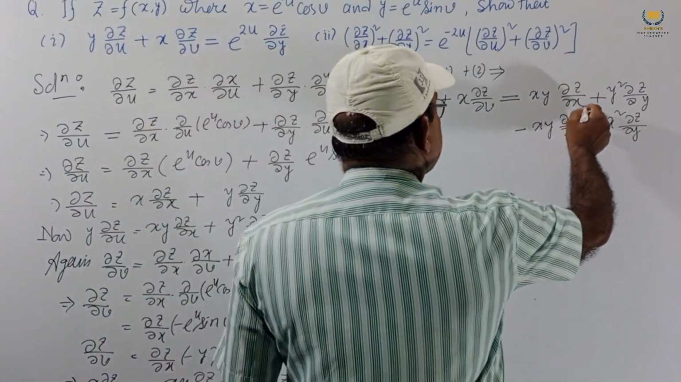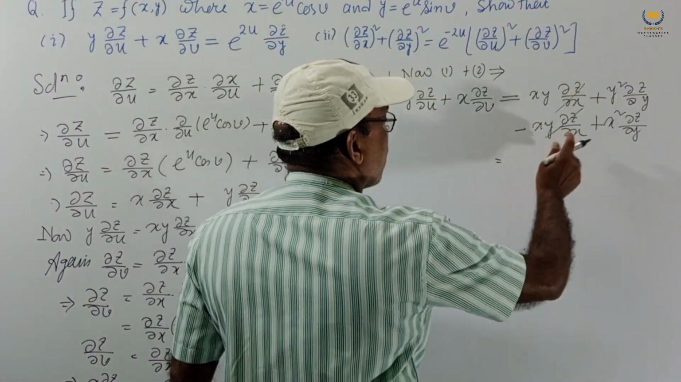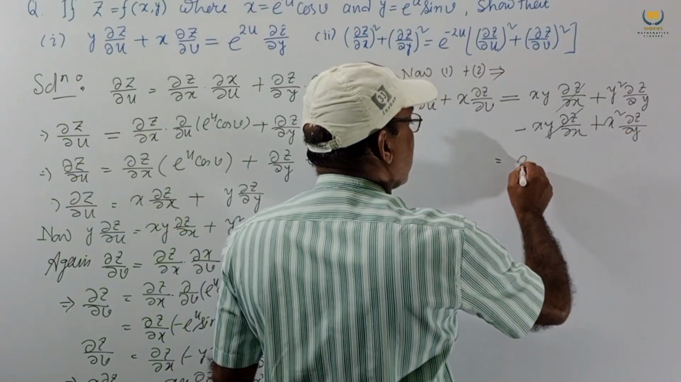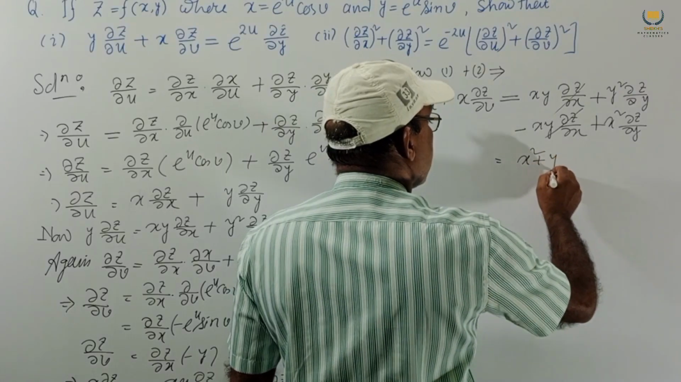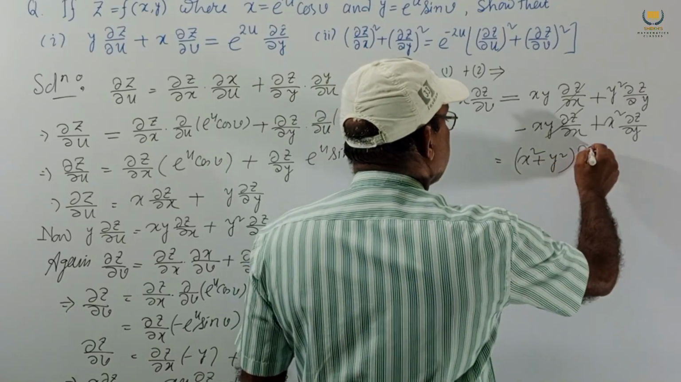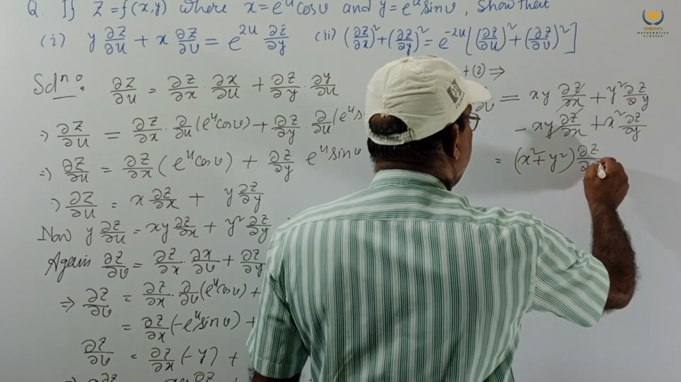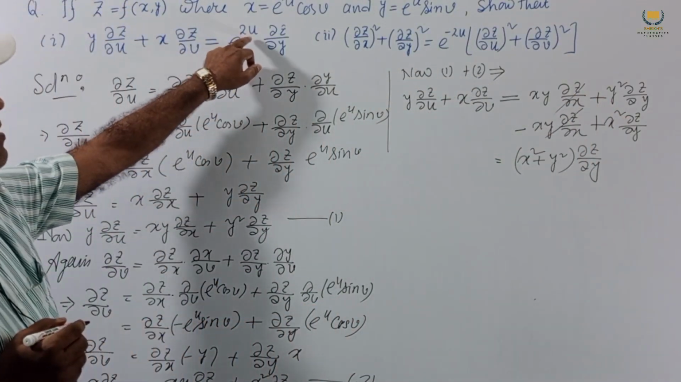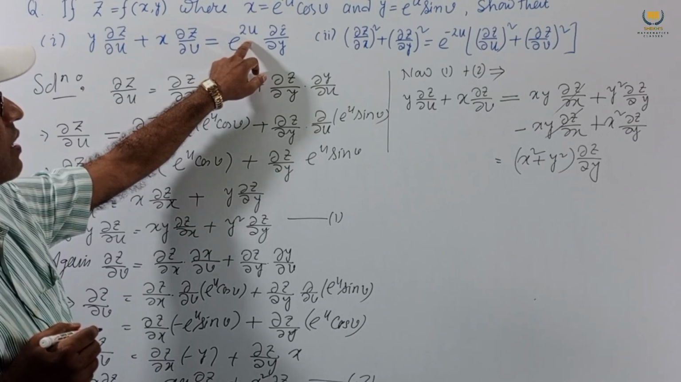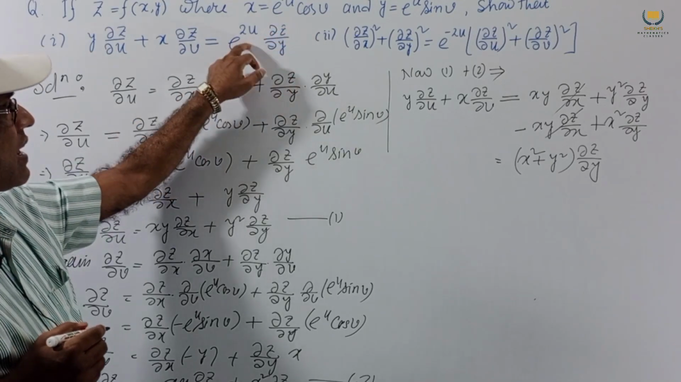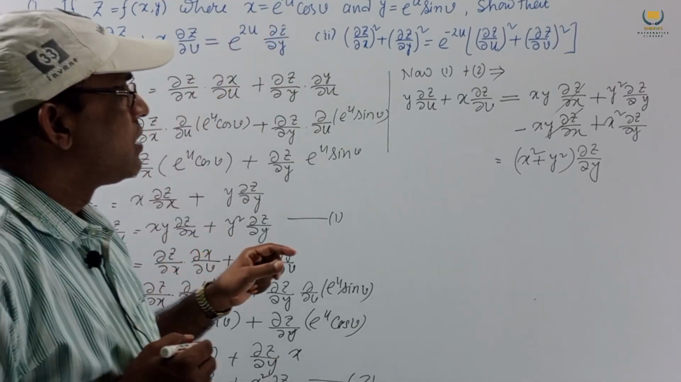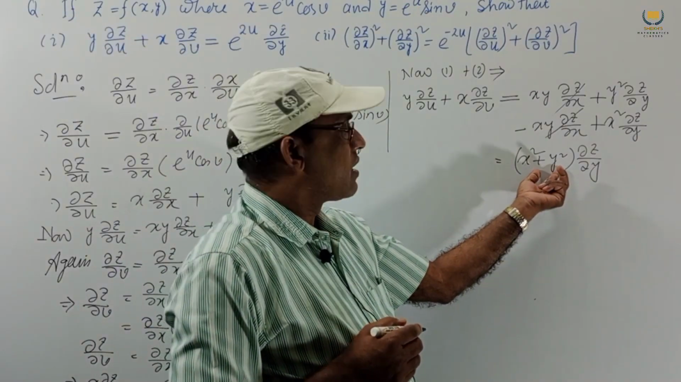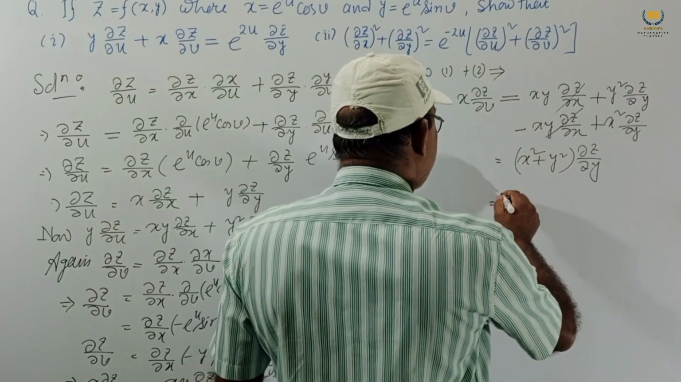Now these two are cancelled, these will be like terms, and from these two taking del z del y common, we get (x square plus y square) del z del y. But in our answer, e to the power twice u del z del y is given. So we remove this x square plus y square. If we remove x square plus y square, then what do we get?